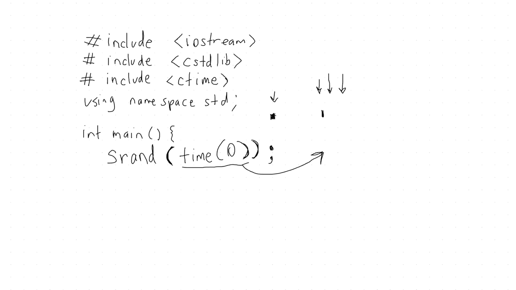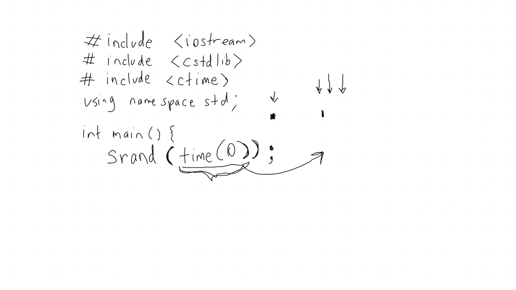So this is useful because you're almost guaranteeing that you're passing in a different number to seed your random function. And when you're seeding it like that, it'll generate a different sequence of random numbers.